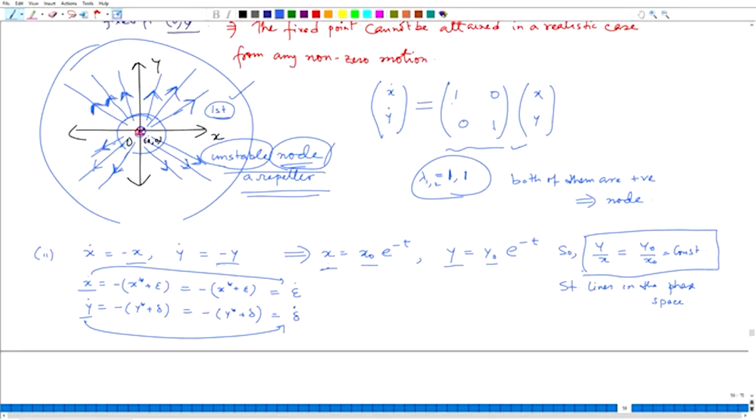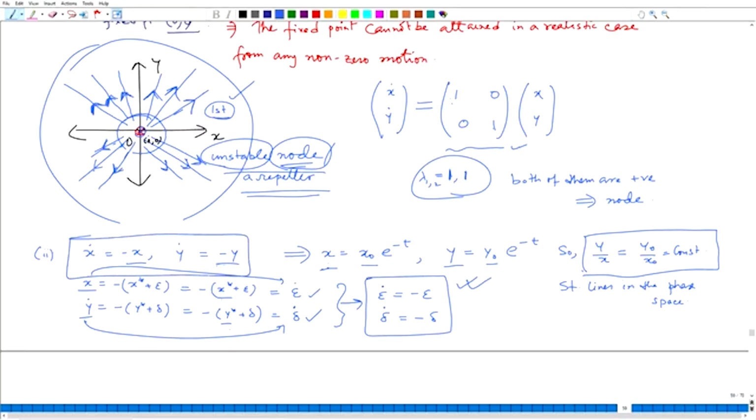So, instead of writing x and y, you can write explicitly in terms of the perturbations as well. Now, if you write that, then since I am doing this perturbation with respect to the fixed point, and the fixed point is 0 0, they will be 0 both of them. Finally, you will have the resultant equation epsilon dot is equal to minus epsilon and delta dot is equal to minus delta, so the forms of the equations for the perturbations will be exactly the same for this case.